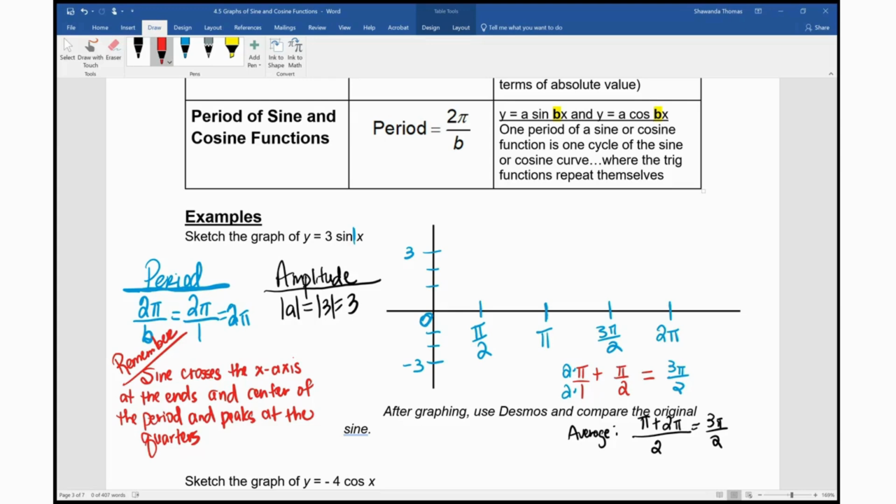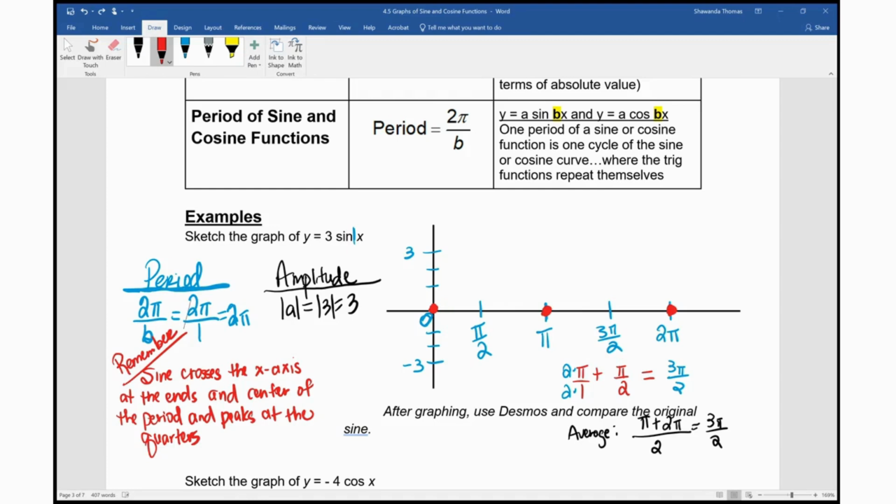So the ends are here at 0 and 2 pi. Those are the ends. Which radian do you think is considered the center? Because that's how we start off this graph. Which one is the center? Pi. All right, pi. We're going to put another, because it crosses at the ends and the center. And we learned that it peaks at the quarters. So the quarters would be this and this. In between those.